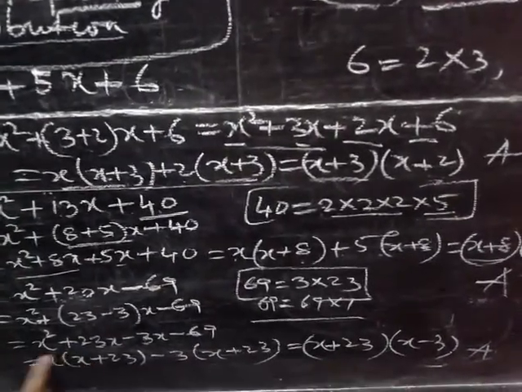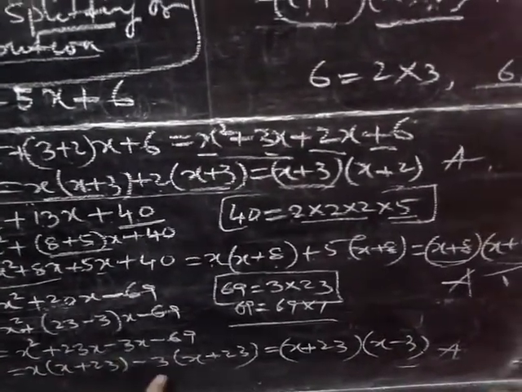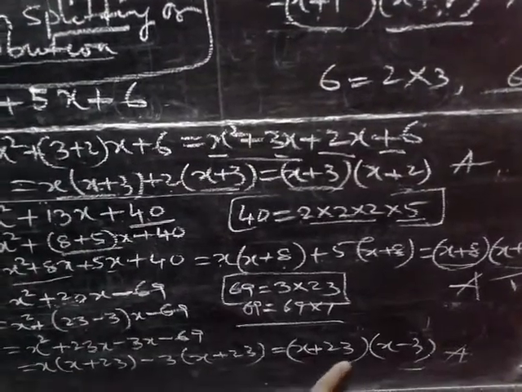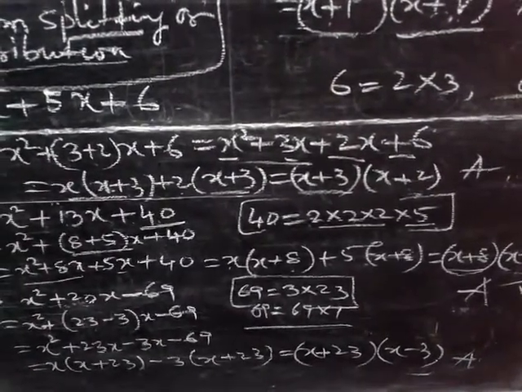So take common from here, x plus 23 minus 3 common, x plus 23, x plus 23 has come, and it is coming x minus 3.